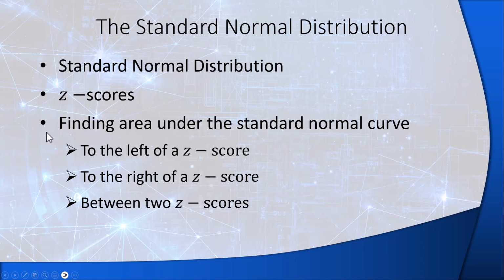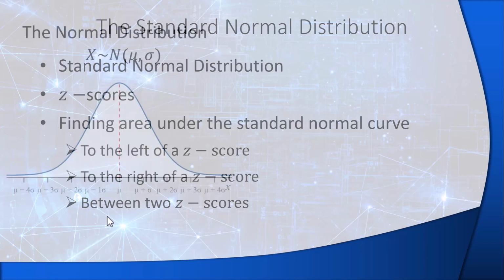And what we're going to do is compute the probability of certain z-scores occurring. As I mentioned before, when you have a normal distribution, the probabilities are determined by the area under the curve. So we're going to go over how to compute the area to the left of the z-score, if your outcome is less than a particular number, to the right of a z-score, which is the case where your outcome is greater than a particular z-score, and between two z-scores, when you want the probability that your outcome is between two different values.